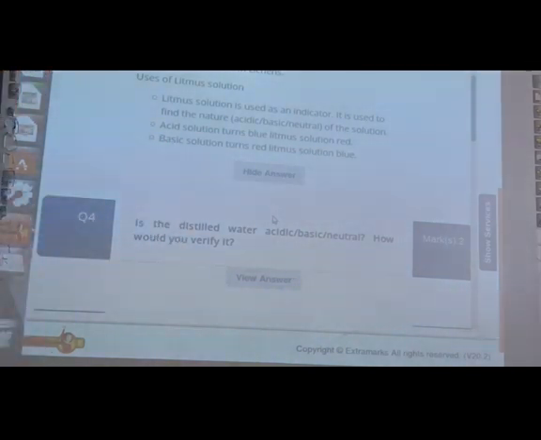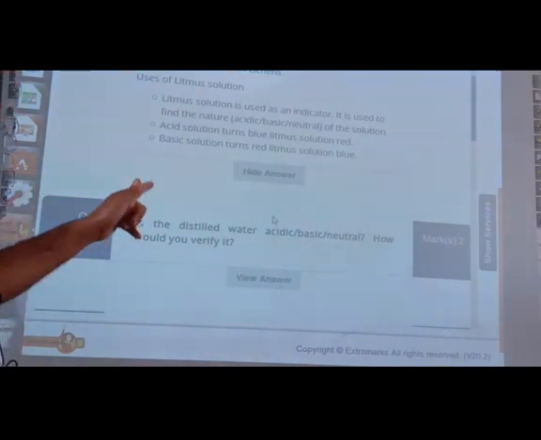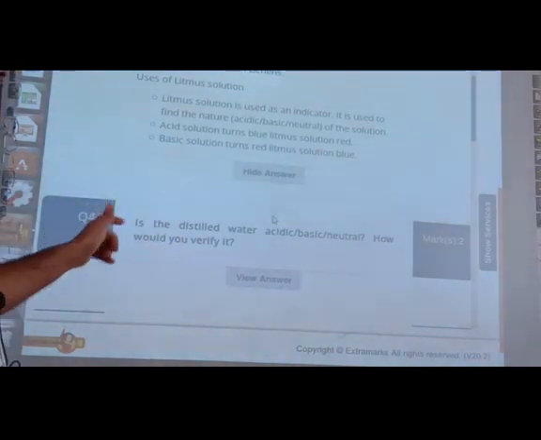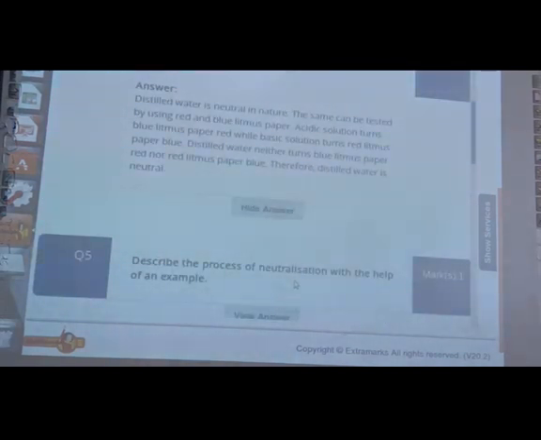Okay. Next question is: is distilled water acidic, basic or neutral? How would you verify it? So litmus test is there. Very easily we can distinguish. We can find out its nature. Just see. Distilled water is neutral in nature.